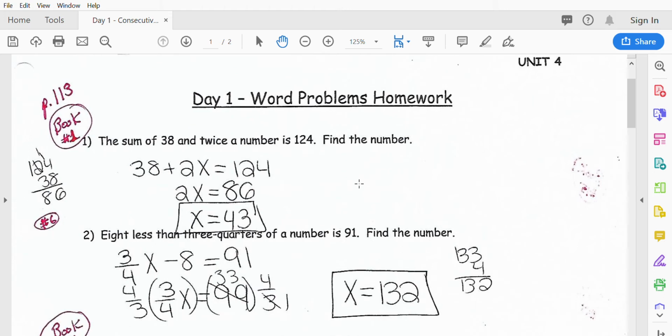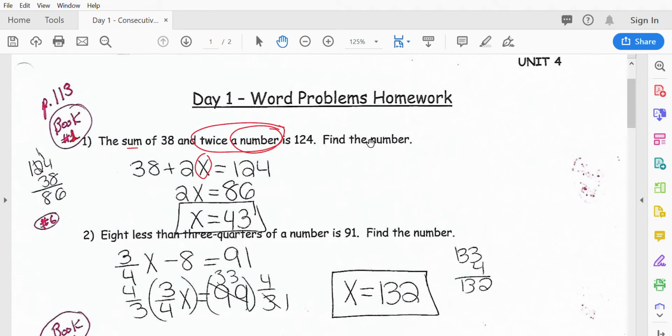All right, so number 1 says the sum of 38 and twice a number is 124. Find the number. Whenever they just say a number, that number could be x. So it says the sum, so that's plus 38 plus twice that number. When you see twice a number, that's 2x. So 38 plus 2x is 124. Subtract 38, get 2x equals 86. Divide by 2 and get x equals 43.